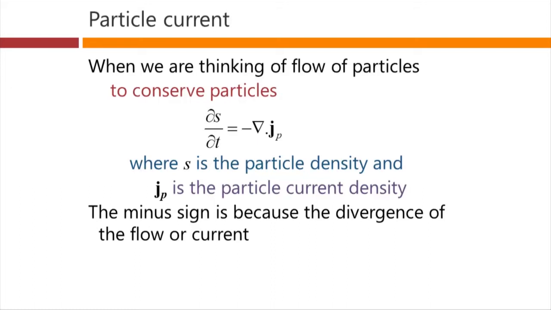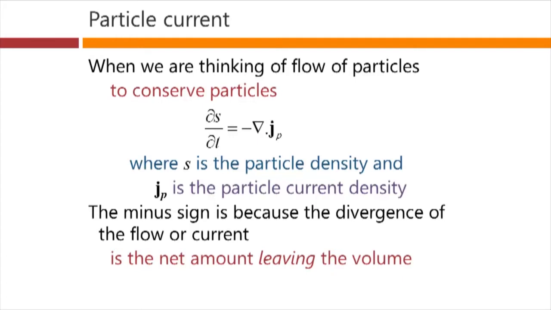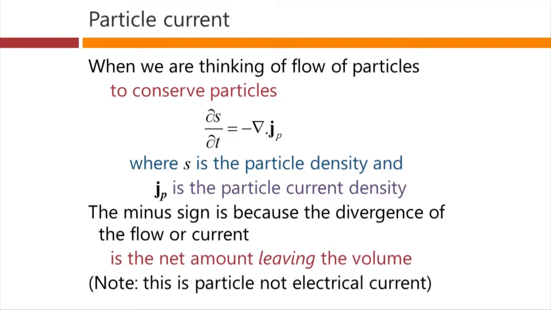So this is, as it were, the number of particles arriving per unit time into the box, and that would lead to a change in the number of particles per unit time. So the time derivative of the particle density is minus the divergence of the particle current density. So this is the net amount leaving the box without the minus sign, but with the minus sign we get the amount arriving in the box.